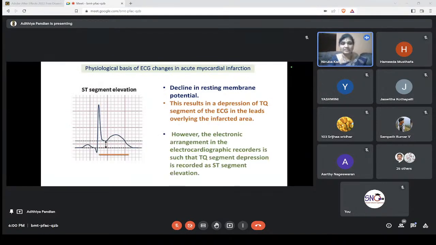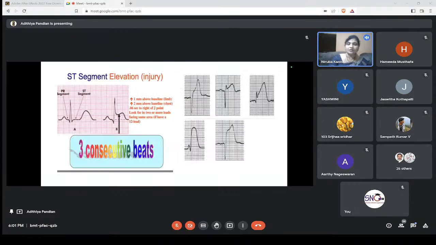Okay, this is the last point: the electrocardiogram will reflect it when the TQ segment is depressed. It is reflected as ST segment elevation. And always you have to observe for three subsequent beats.